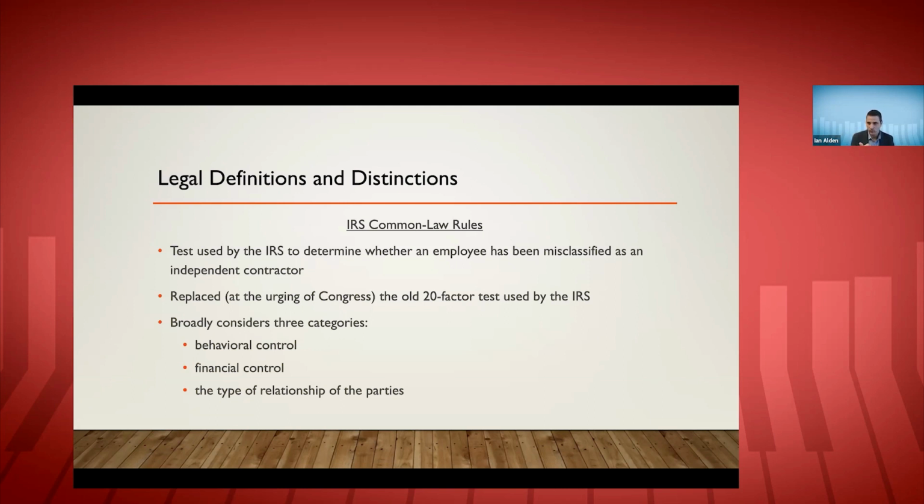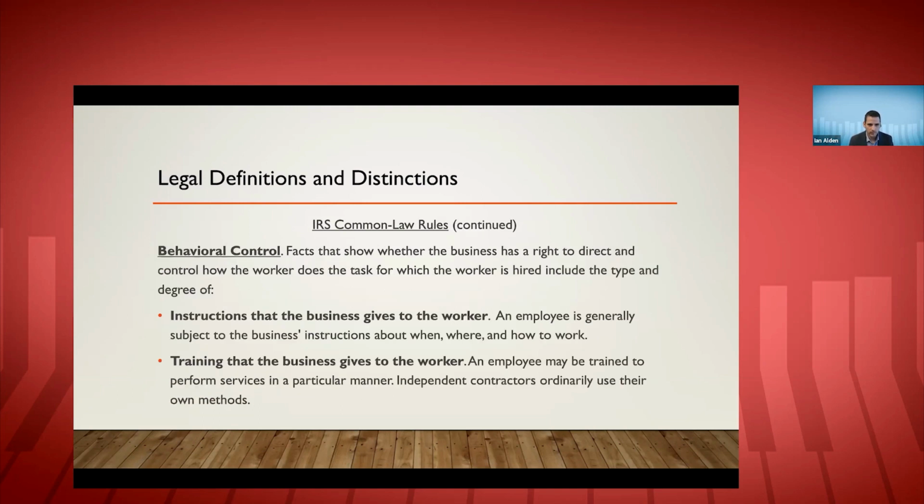You look at the control, and you look at the relationship of the parties. Control, you look at whether the business has the right to direct or control the worker, which should seem very familiar. I'm probably going to breeze through some of these slides because you've seen this stuff before. The IRS had the courtesy to kind of enumerate some of these points. You look at the instructions that the business gives to the worker, the training the business gives to the worker. If you're training them up, that lends itself to them being an employee.